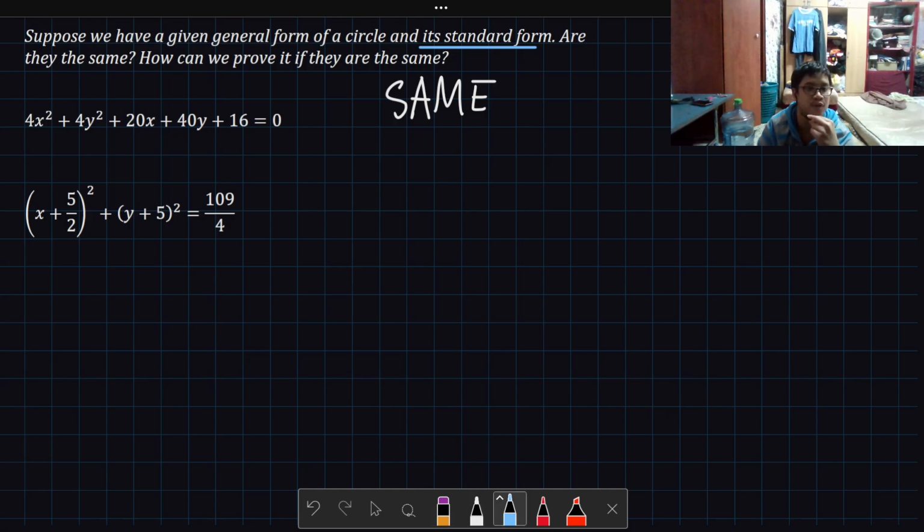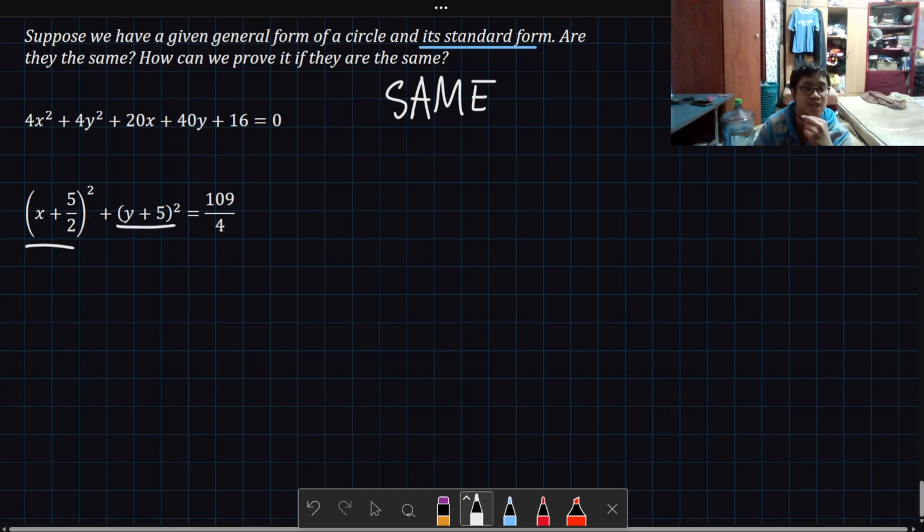So the standard form here is (x + 5/2)² + (y + 5)² = 109/4. Here's what we're going to do. First step, you expand these two squared binomials because they are not expanded. The technique is either the FOIL method or the algebraic technique. I'm going to use the algebraic technique instead. Let's start first with the x.